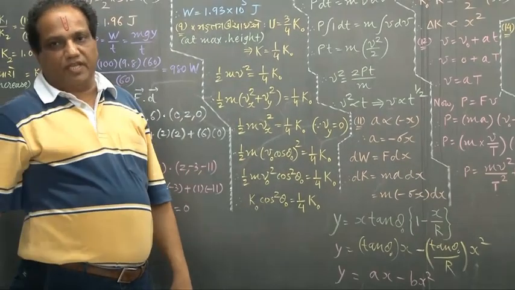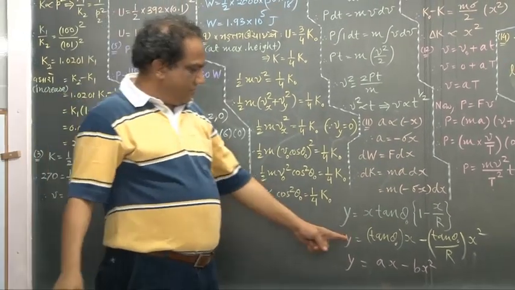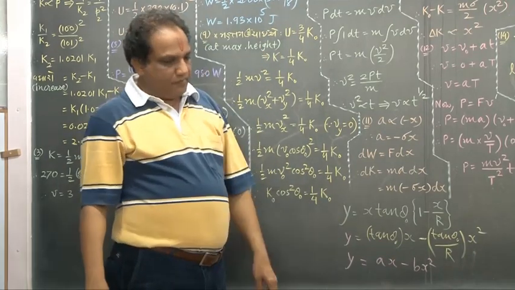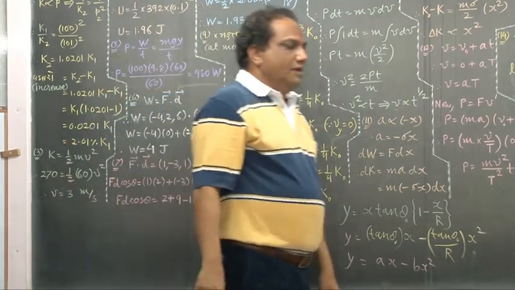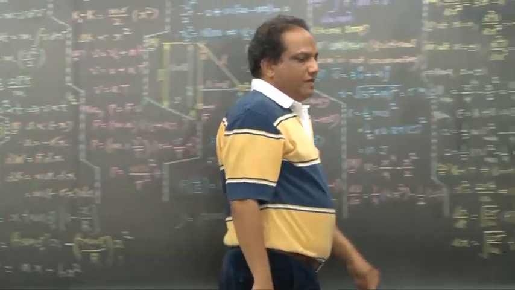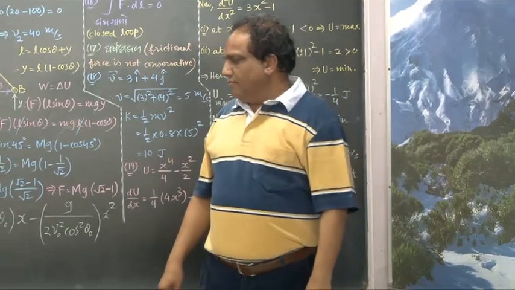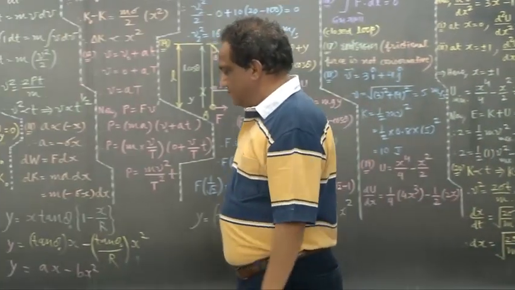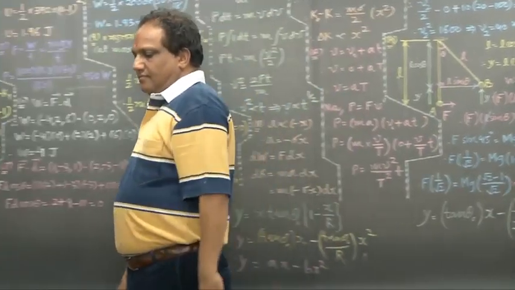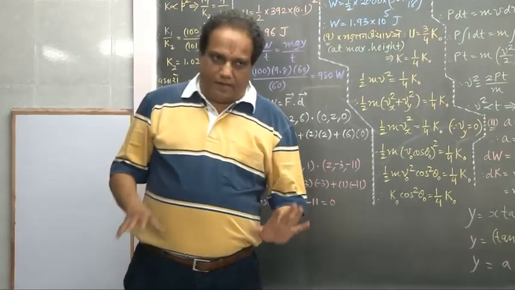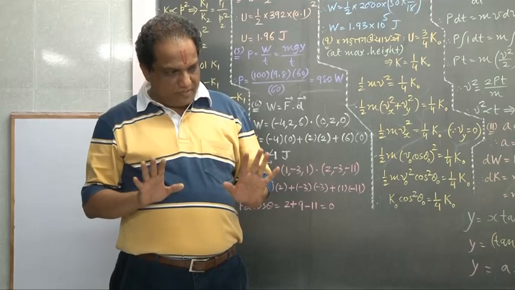Compare with a x minus b x square. Tell me what is it? Very good. What is b? So write on that, right below: comparing we get a equals tan theta 0, b equals tan theta 0 upon R. Okay. Now leave it.